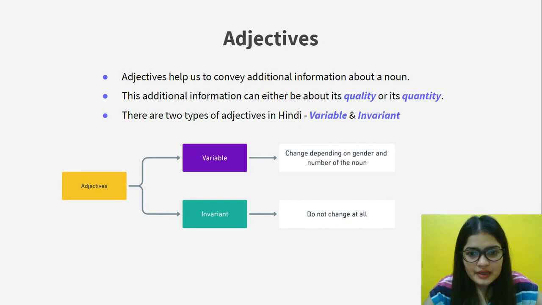Variable adjectives change depending on the gender and number of the noun. So, adjectives are dependent on what? Solely upon the noun. And under variable, how do they change? They change with the gender and the number of the noun. Invariant adjectives, as the name itself means, do not change at all.